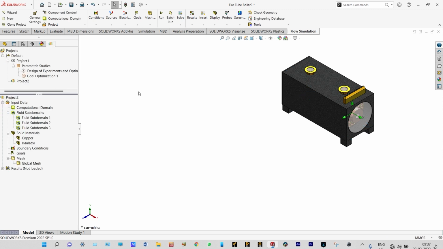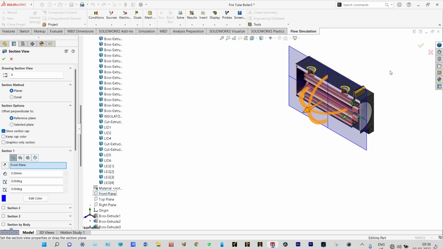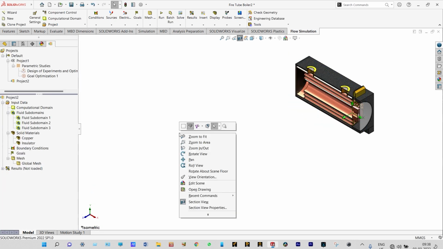Next to that, we need to apply our boundary conditions. For better selection of these boundary conditions, we can have a segmented view of this model. We can cut it from different planes as per our requirement. Let us cut that model from the front plane. Green check. Now we need to apply different boundary conditions.